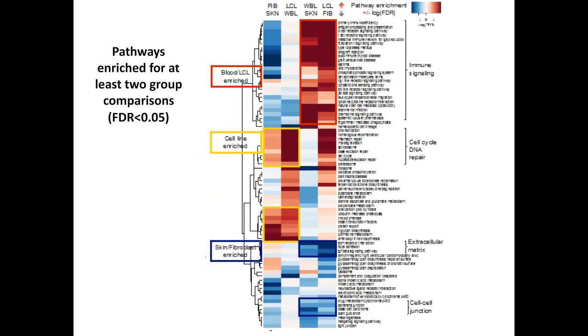So, some pathways that were enriched for at least two groups. In terms of our comparison, we had immune signaling that was enriched for the blood and LCL cell lines. That makes sense. Cell cycle and DNA repair were enriched just in the cell lines. Extracellular matrix pathways were enriched in the skin and fibroblast, and cell-cell junction pathways were also enriched in the skin and fibroblast.